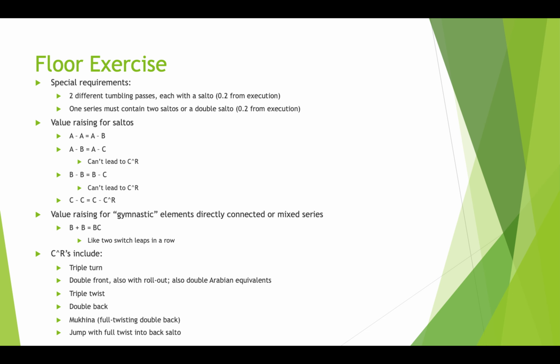Floor exercise had 2 special requirements, 2 different tumbling passes. One of them had to either contain 2 saltos or a double salto. There were 4 ways to engage in value raising. These all refer to indirect combinations. That's why I put a hyphen and not a plus sign. But so, for example, if you did a 1.5 twist, walk out, round off, back handspring, double twist, the double twist would be upgraded to a C skill with additional risk.